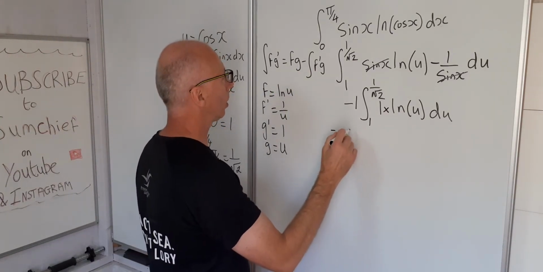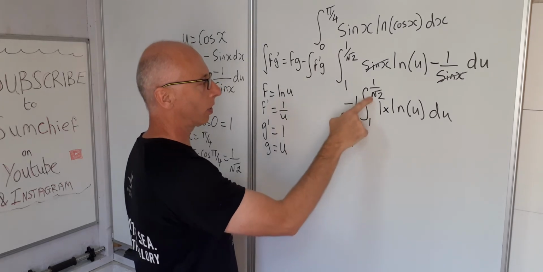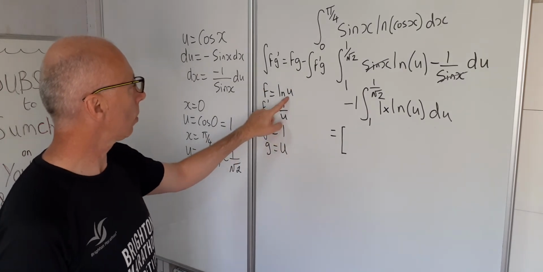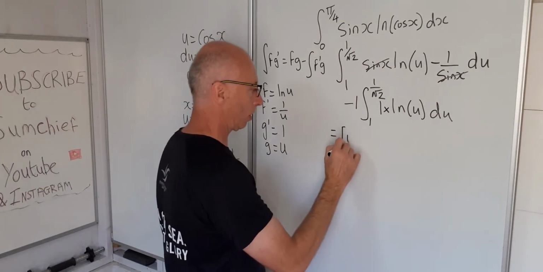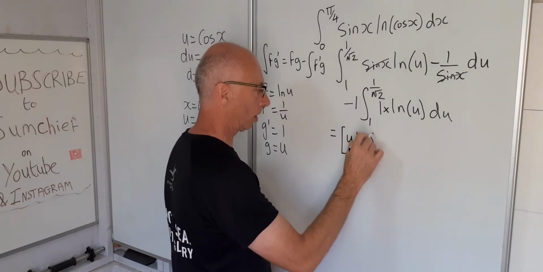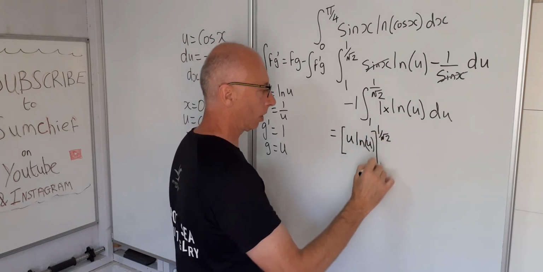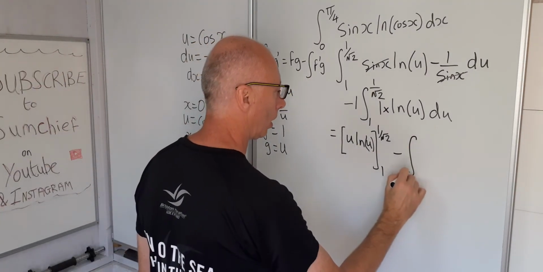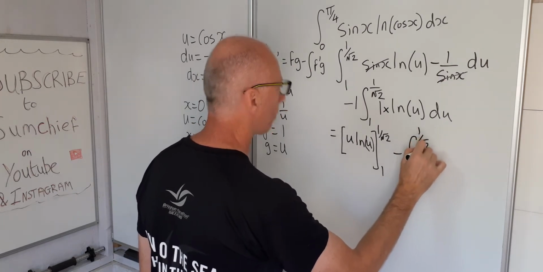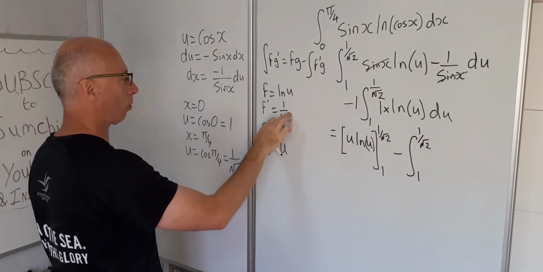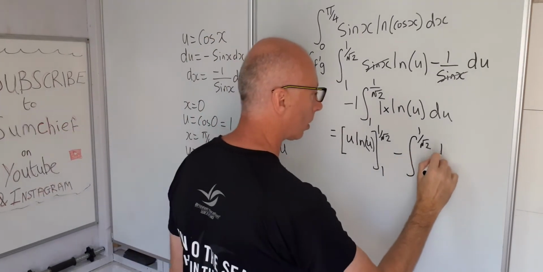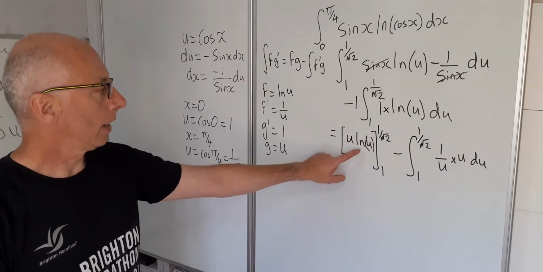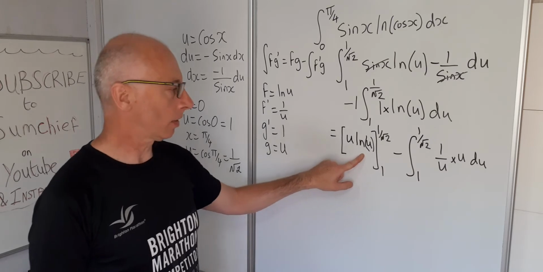So now we've got equals. Now this is part of the answer, so we have to use our parameters of integration for this. f times g, so that's log of u times u, so u ln u from 1 over root 2 to 1, and then minus the next integral, and the parameters are still the same, f prime g, so that's 1 over u times u, and that's the du there. Okay, this is part of the answer, so we can go straight ahead and calculate that.